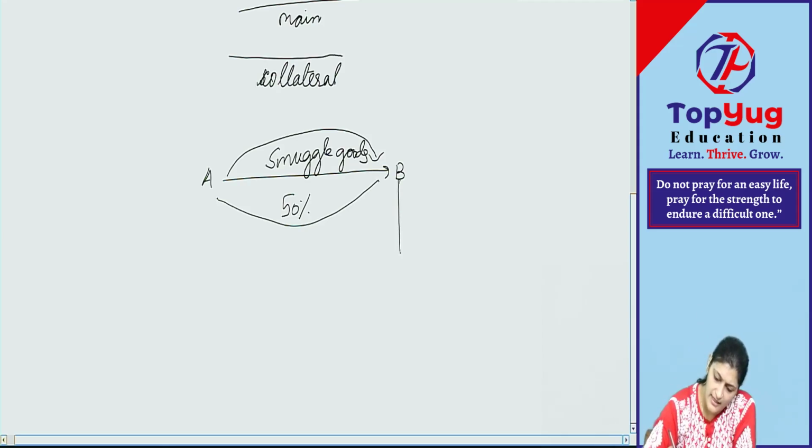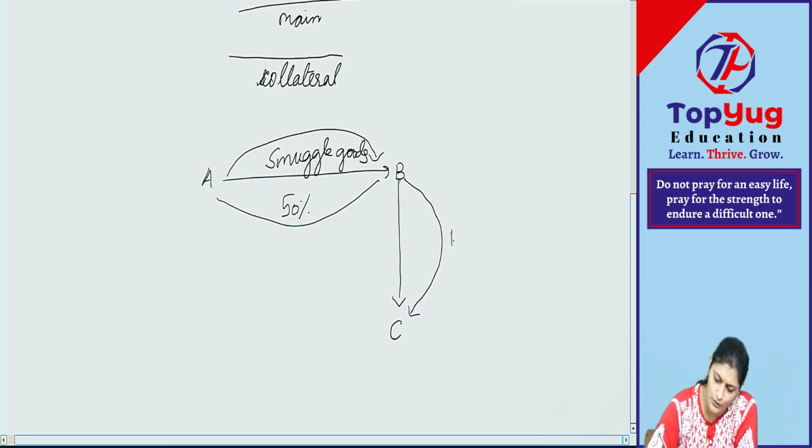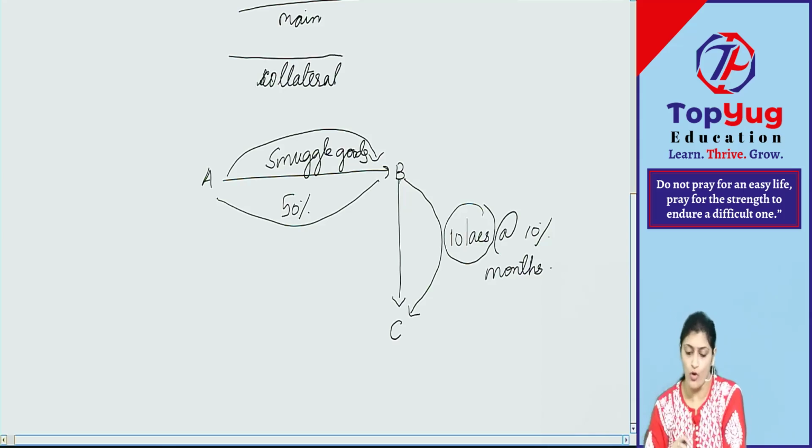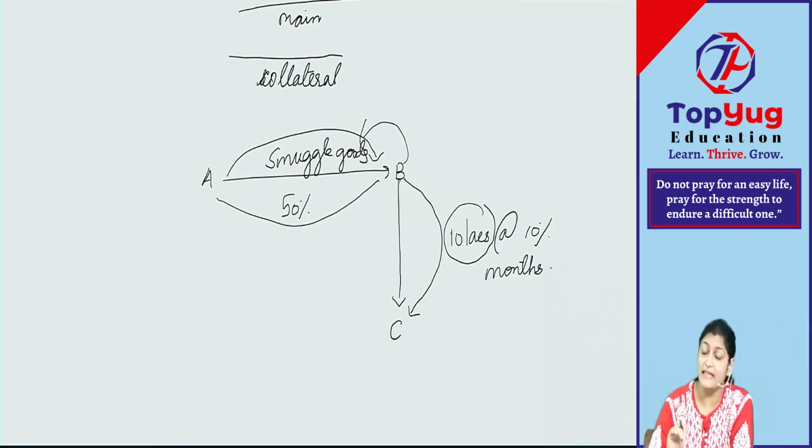Now, B is entering into a contract with a person C. He's telling, see, you give me 10 lakh rupees. At 10% interest, I will repay this in 6 months. Now, what was the reason why B took a loan of 10 lakhs? The reason was B wanted some money to smuggle the goods. You know, bribery. He wanted to give some bribe to some officer. For what purpose did he take this loan of 10 lakh rupees? Only for the purpose of smuggling goods.